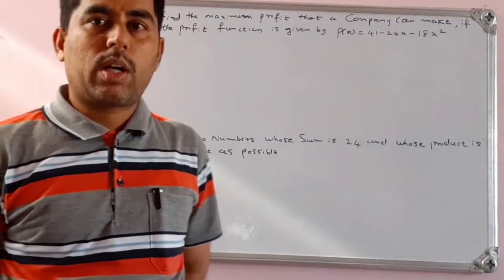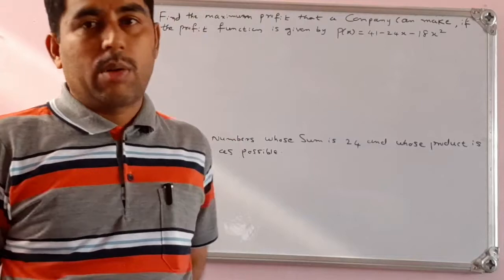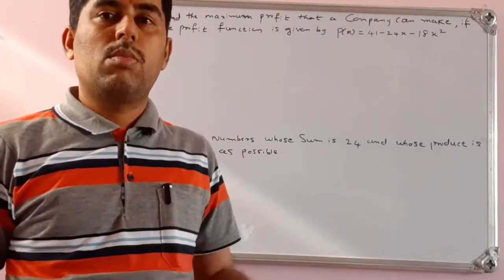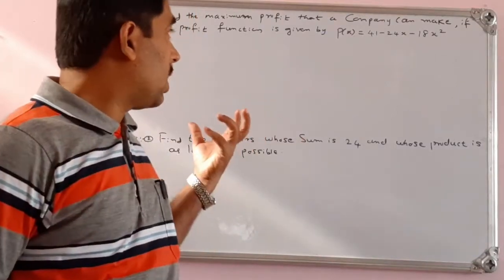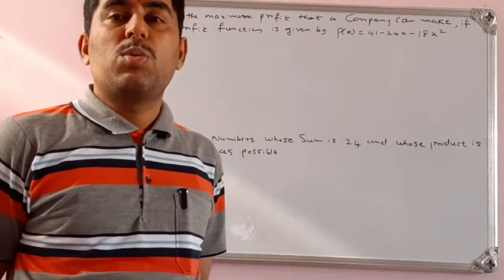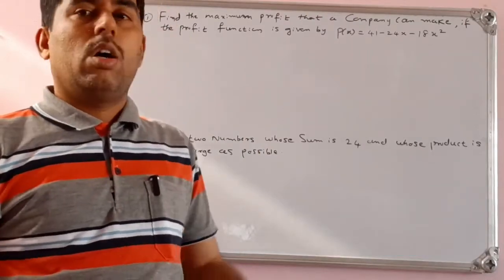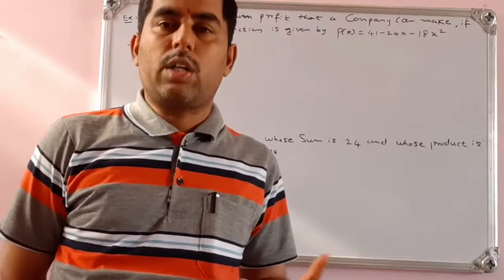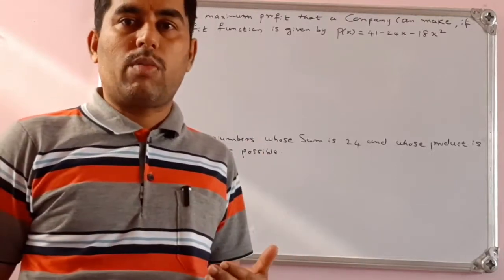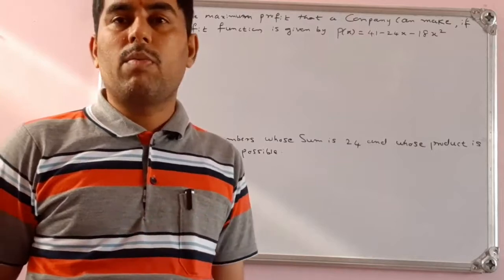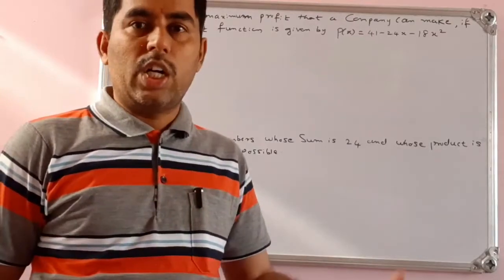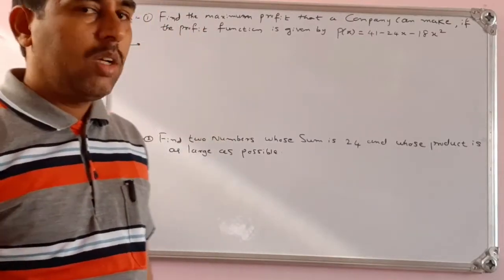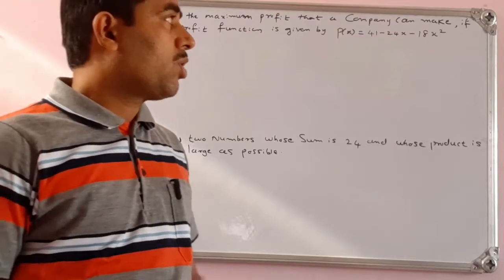Okay, let us continue our class on maxima and minima. In our previous class, we made use of the second order derivative. By using the second order derivative, we found the points of local minima and local maxima, and also the maximum and minimum values. So this is the continuation of our previous class. Let us continue to solve some more problems.